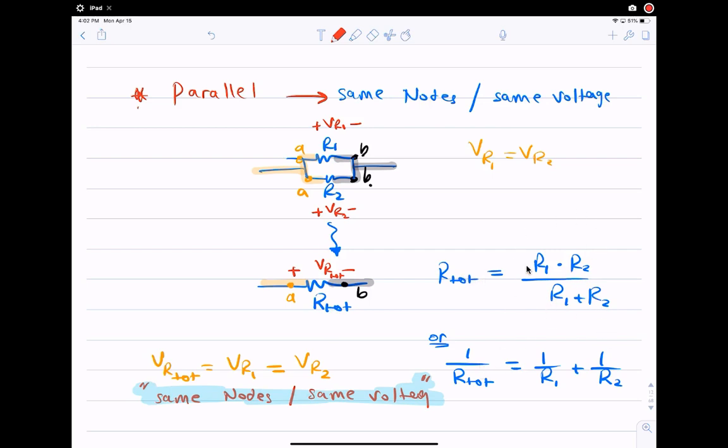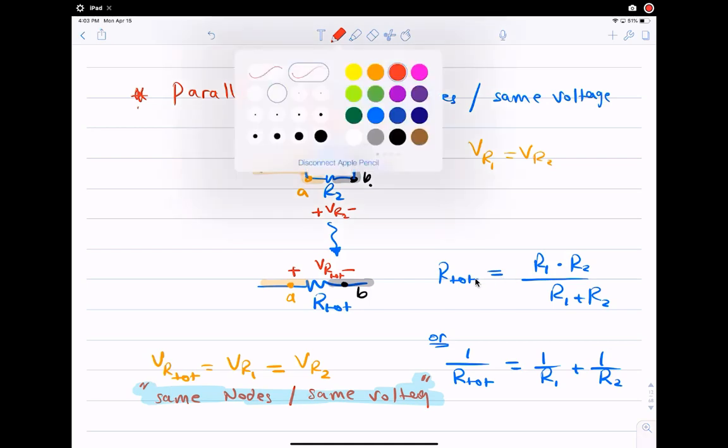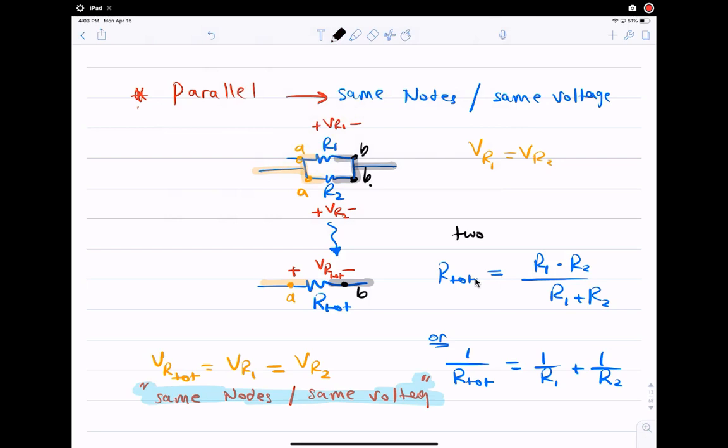Now this formula, if I only have two resistors, you can use this formula. You multiply the two resistors over the addition of the two resistors. Or you can say the reciprocal of R total equals the reciprocal of R1 plus the reciprocal of R2.